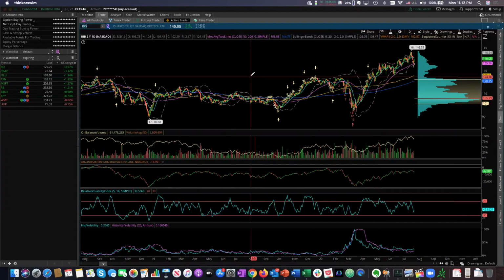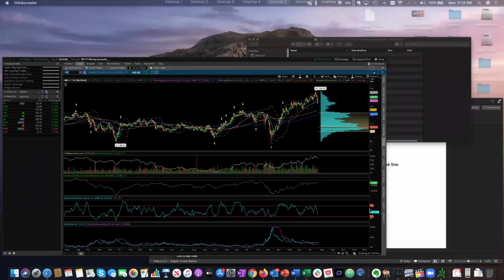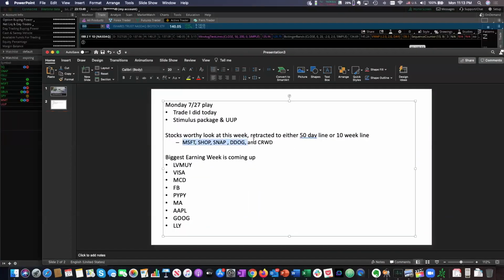And then let's talk about what stocks you should pay attention to. Microsoft, Sharp, Snap, Datadog, and CRWD are technology stocks. Like I mentioned last week, Microsoft and Snap reported earnings, the stocks have been hammered and then slowed down, and the entire software sector has been rotated out. These are stocks that have strong fundamentals and technicals and have come back to the 50-day or 10-week line, so expect some kind of rebound from there.